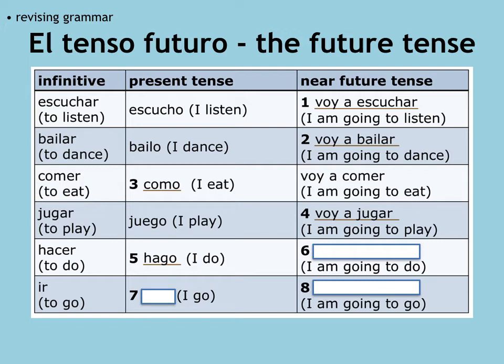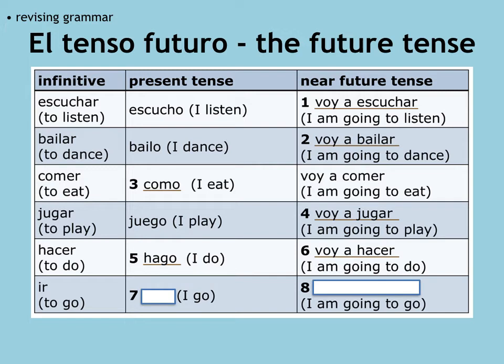Okay. Then the near future tense of I am going to do. Well, this bit isn't difficult. Again, it's just voy a plus the infinitive to do, which is in the first column. Okay, so it's voy a hacer. Then number 7, present tense of I go.